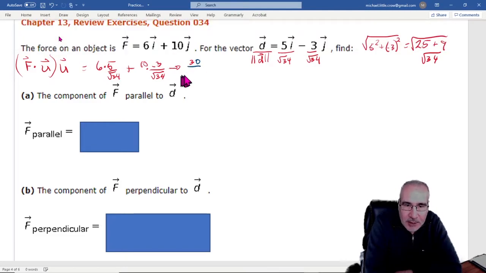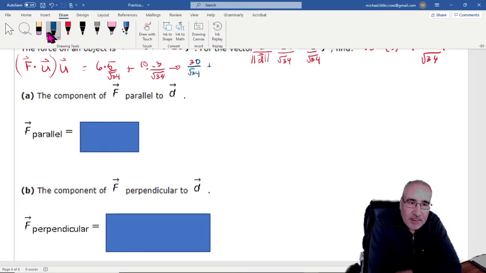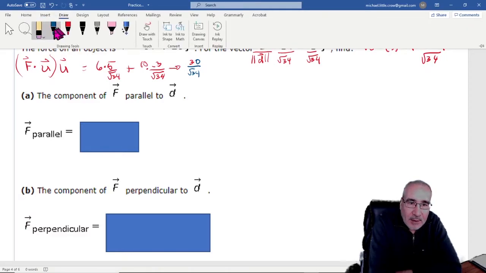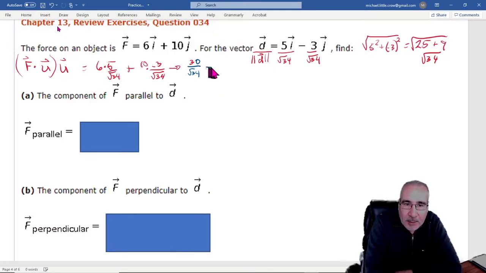Over square root of 34. And then that's plus, actually it's going to be minus, right? It'll be minus 30. Whoa, what's going on here? Square root of 34. I think we might have another one of these. Well, what's that? That's 0. Whoa, that's kind of cool.